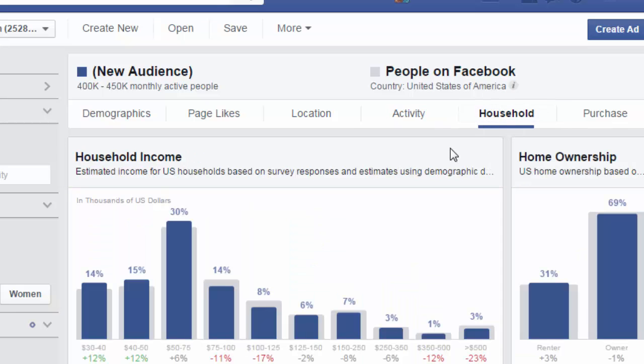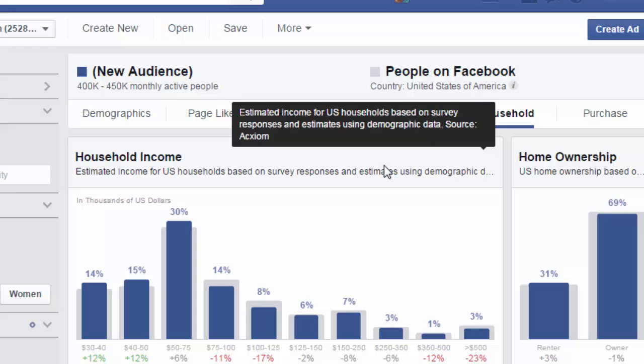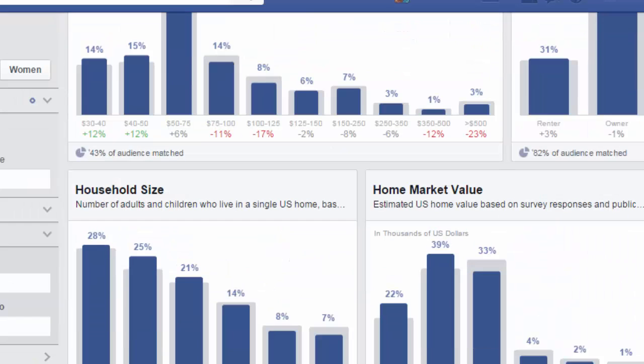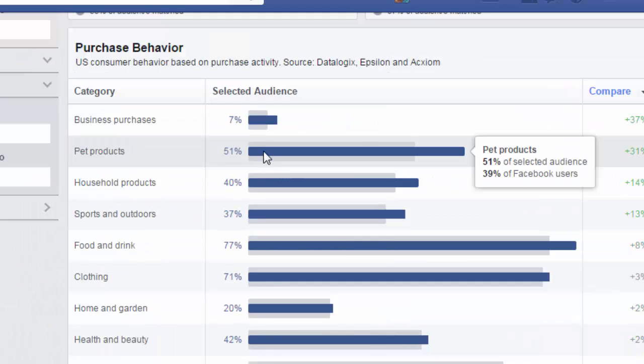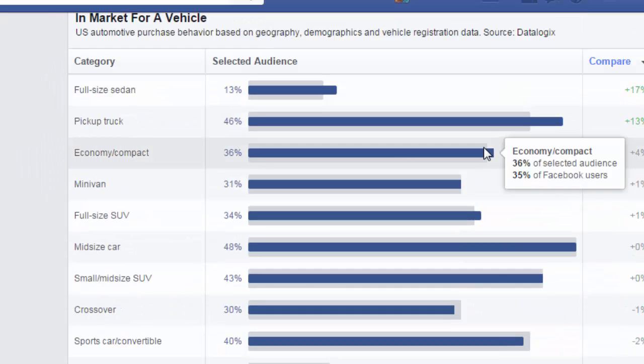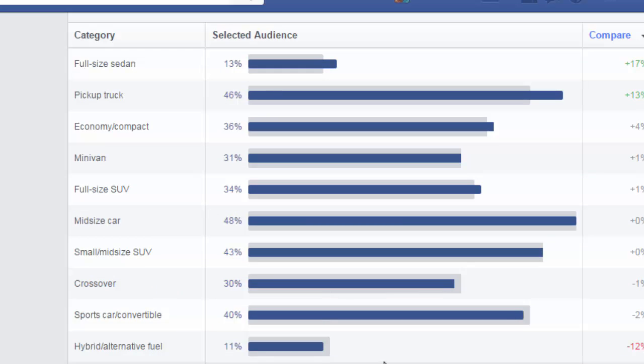We can see their household income. Where does their income range to? It looks like the 50 to 75 is the primary level, which is pretty normal. You can see that it's much more likely they're in the lower income levels, not the higher income levels, by the averages, because remember the gray is the averages on Facebook. Are they likely to own their home? Looks like that's pretty similar. And then what kind of purchases do they make? Do they make online purchases? Looks like they do a lot of business purchases, pet products, so there's a big crossover with pets here. And you can see some of the other information of what they're after.